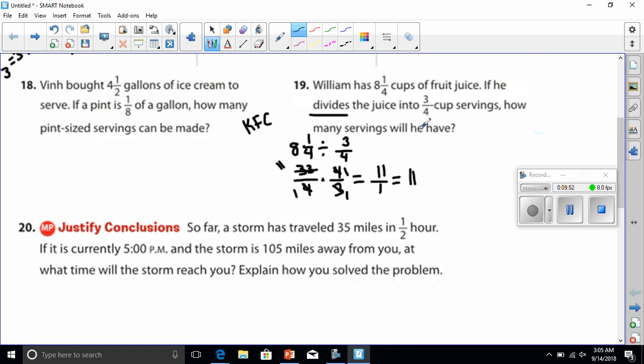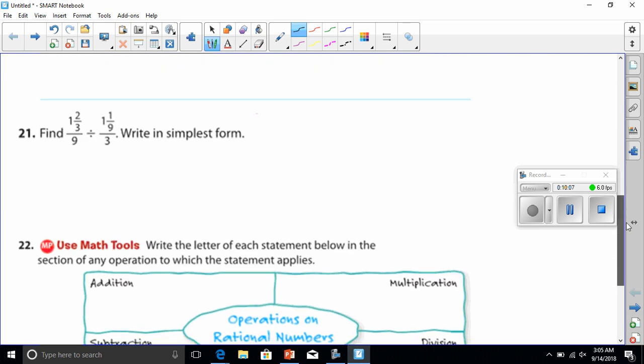How many servings will he have? 11 servings. And we're done with number 19. Let's go to number 21.